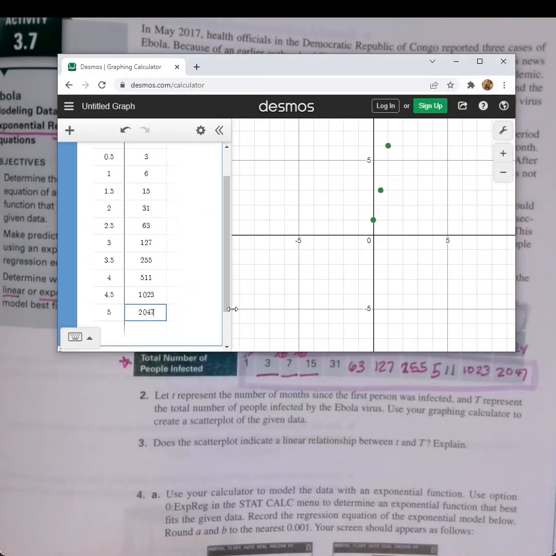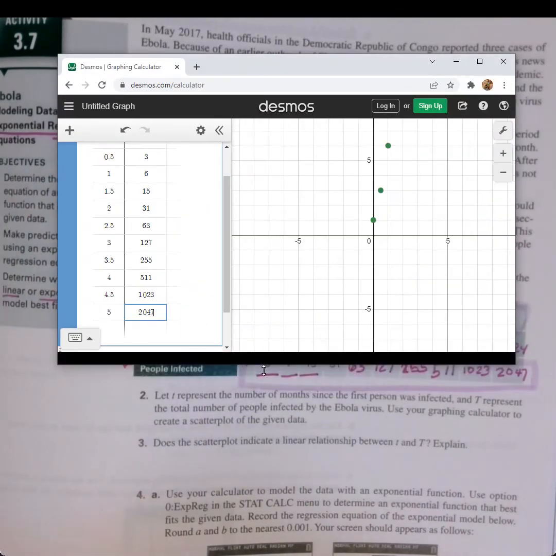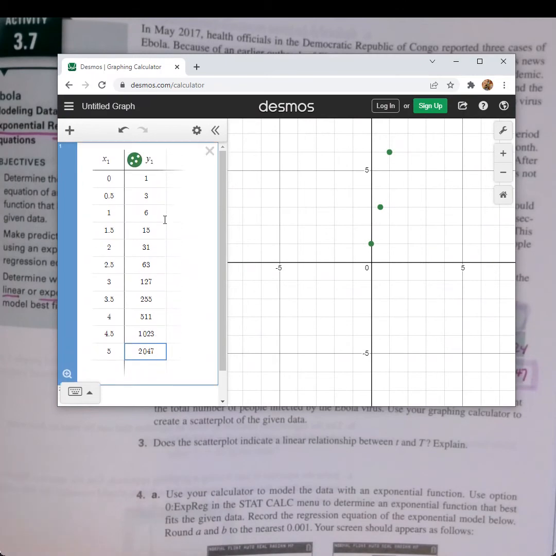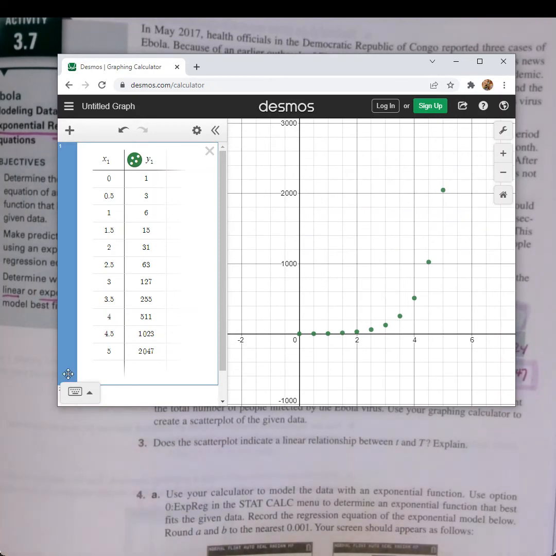So I've got my values entered here, and I'm going to zoom fit on the data set so we can see all of the data in a more appropriate window. Question number 3, does the scatter plot indicate a linear relationship? Well, no, because I do not observe a straight line pattern. This is very much curved.